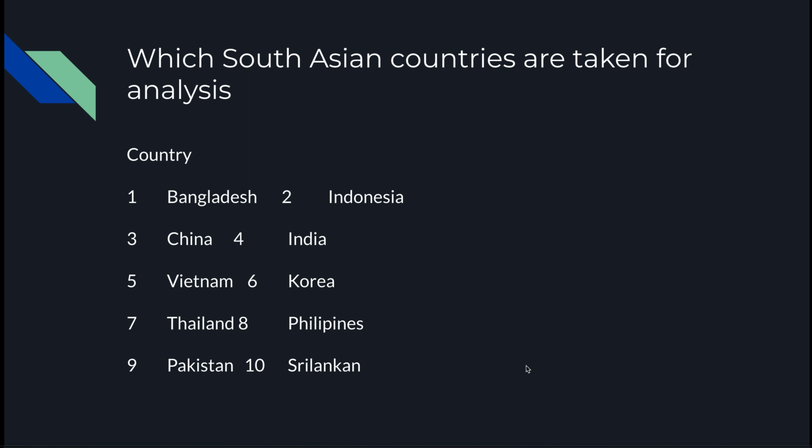So these are the 10 countries which I have randomly chosen. It's not random, it's basically those are the countries where the mobile phone, smartphone penetration is quite high, and it's been rapidly increasing as well. So we will get into that in detail and see the metrics behind it.